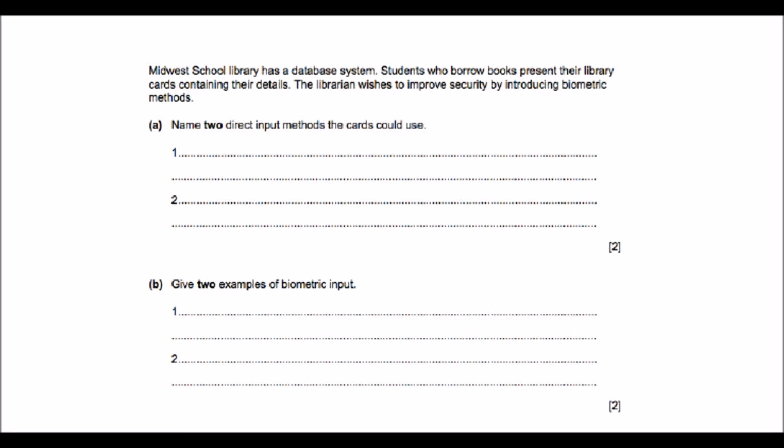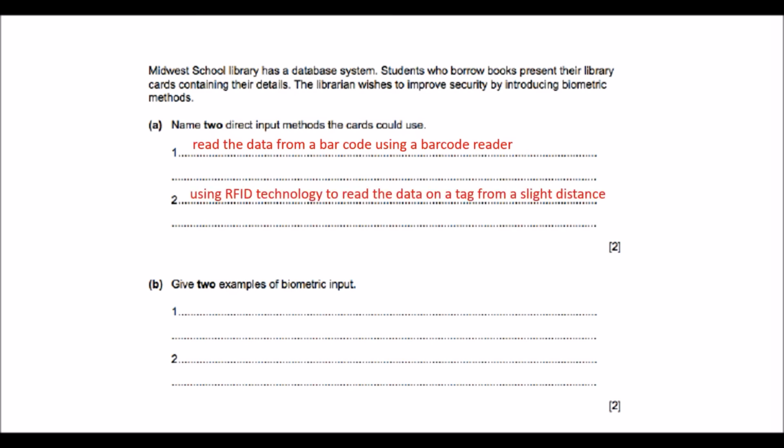According to this question, you need to read the question, then you should name 2 direct input methods the card could use. Well, it can read the data from a barcode using a barcode reader, and it can also use RFID technology to read the data on a tag from a slight distance. All right, they are talking about the librarian. What are the 2 things that they can use there? They can use a barcode and they can use an RFID, from a distance.